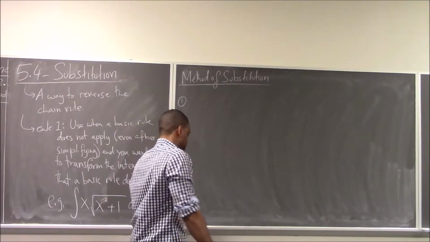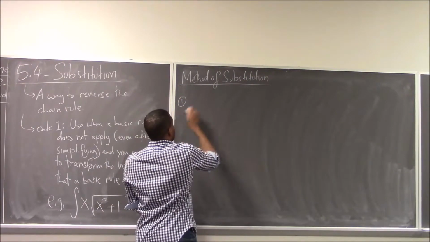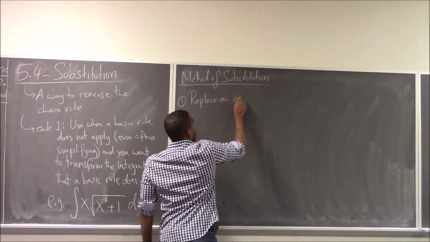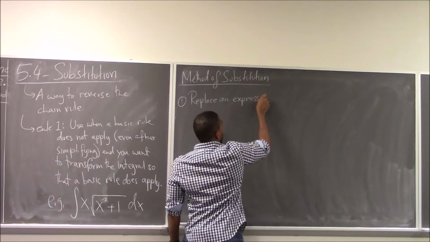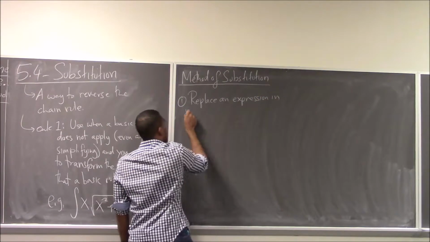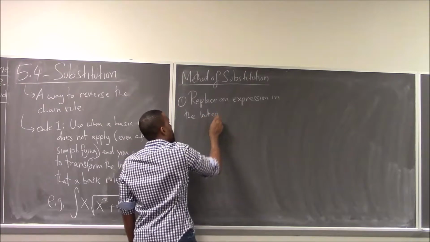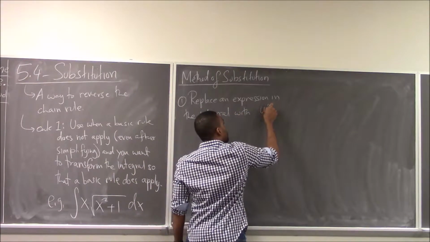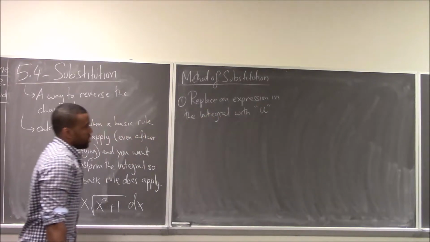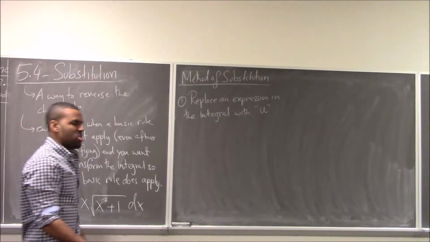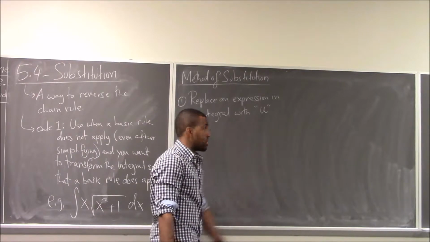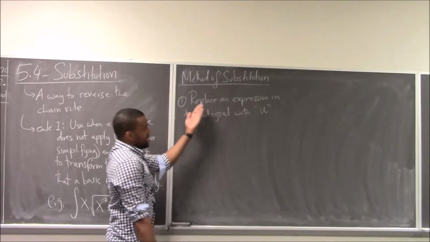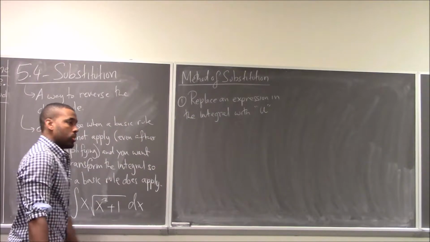Step one. U is typically the variable that we use, and a lot of students for that reason call it U substitution, but you don't have to substitute U, it's the standard thing to substitute. And I'll show you what I mean. So you're going to replace an expression in the integral with U.